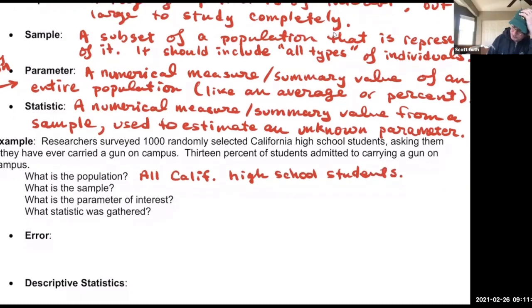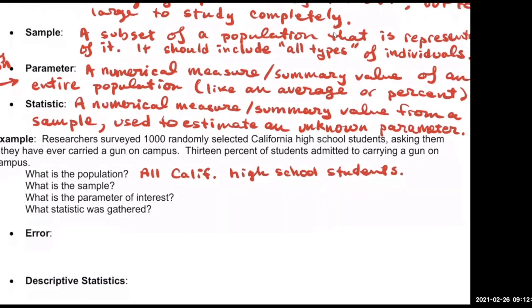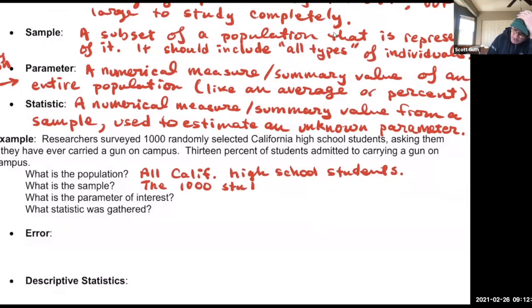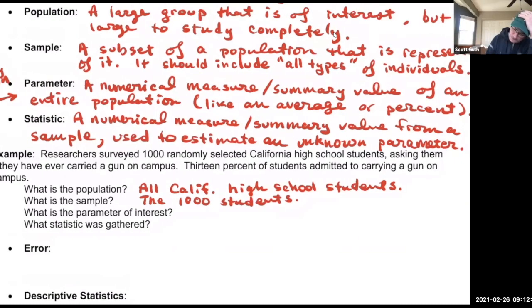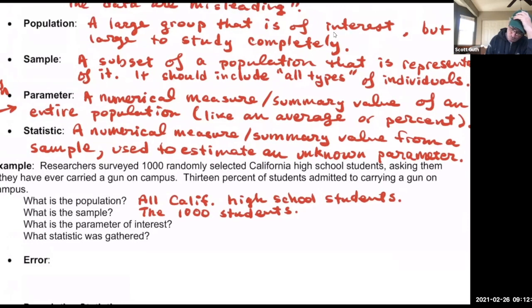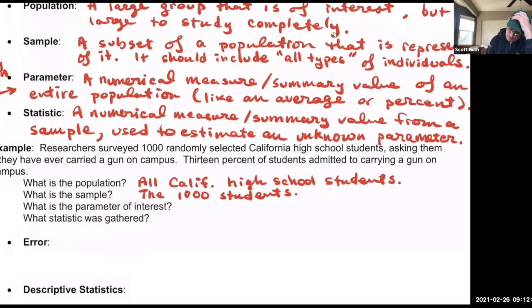Okay, what's the sample? 1,000 students. Good. What's the parameter? Would it be the 13%? Well, now think about this. Do you think that 13% comes from a population or from a sample? From a sample. So is the 13% a parameter or a statistic? The statistic. Now remember, the parameter can be a percentage, but you probably won't know it.